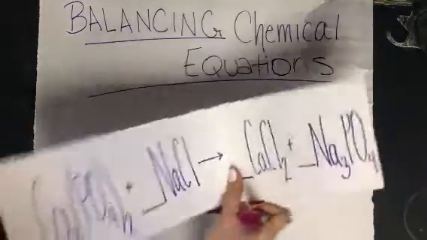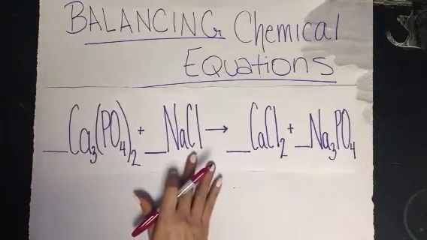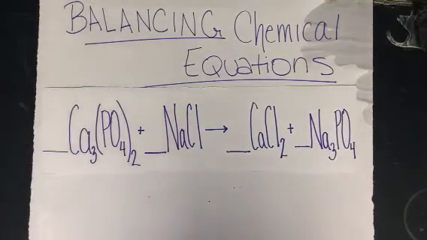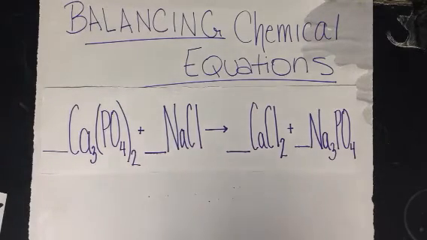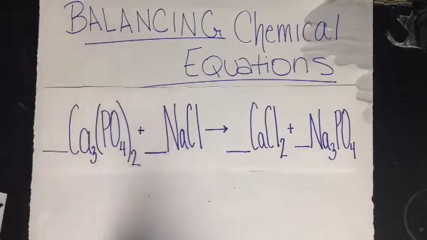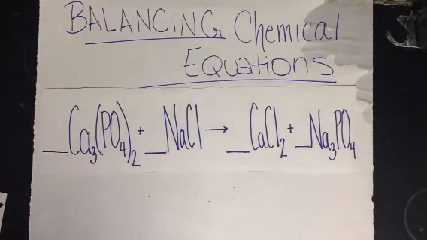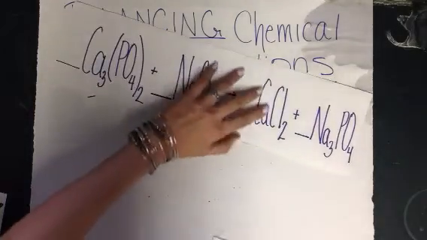Take a second, maybe pause the video and copy this one down. All right. In this example, I have calcium phosphate reacting with sodium chloride, also known as table salt, to yield calcium chloride and sodium phosphate. If you notice, phosphate is a polyatomic ion. Phosphate and phosphate. All right, let's push this up here and let's begin.